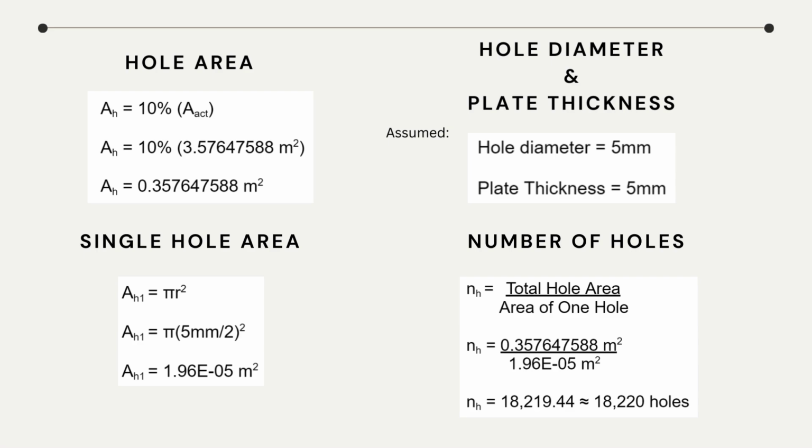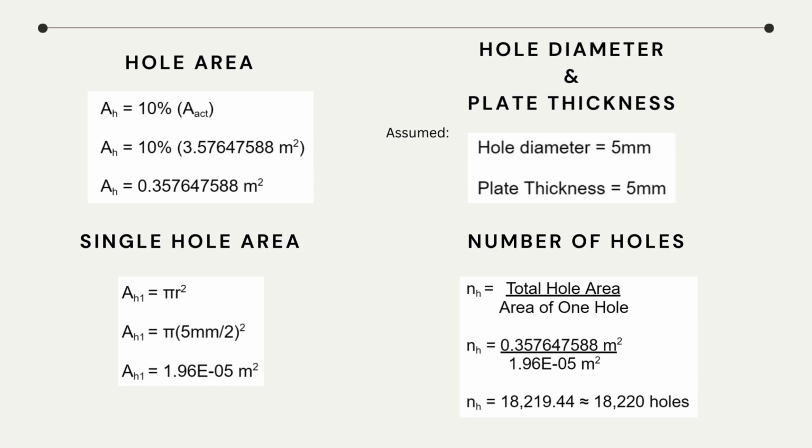To determine the hole area, we take 10% of the active area, which is 3.58 square meters, resulting in 0.36 square meters. We assume that the hole diameter and thickness are both 5 mm. The area of a single hole is calculated using the formula πr², where r is the radius, or half of the diameter. This gives us a single hole area of 1.96 times 10 to the power of negative 5 square meters.